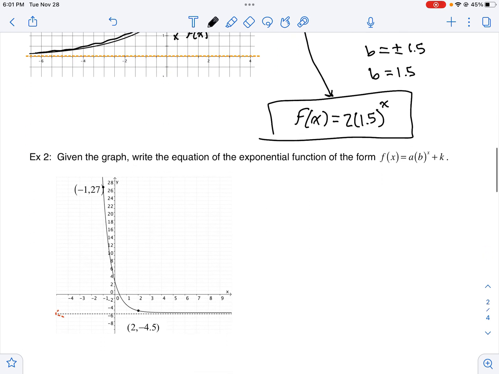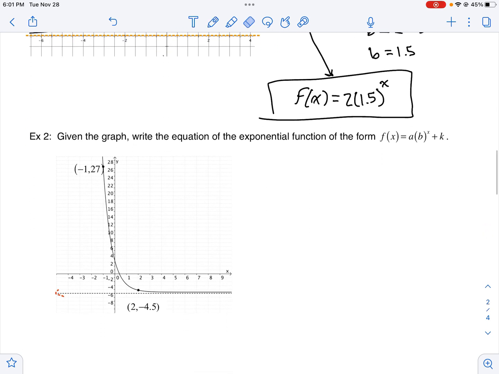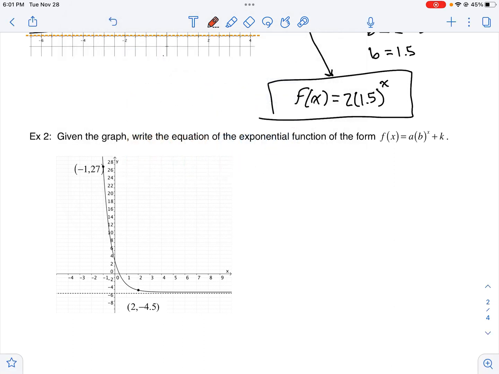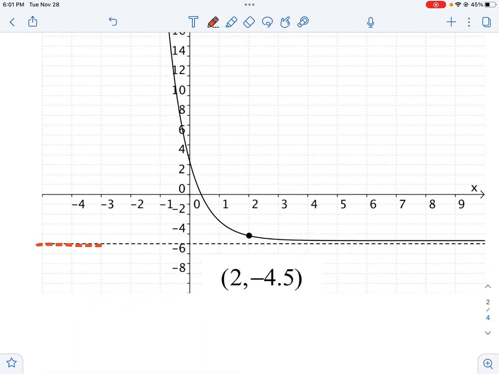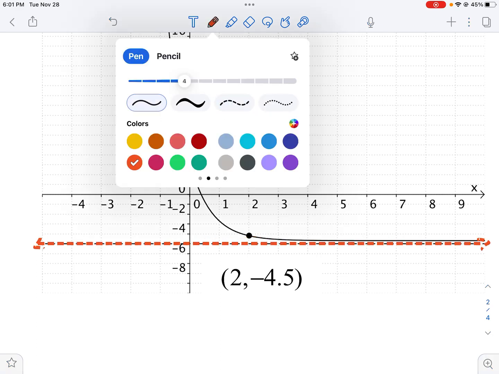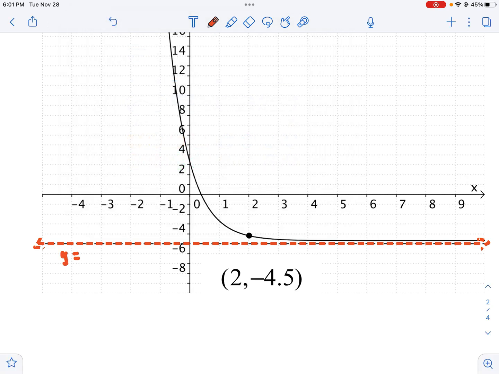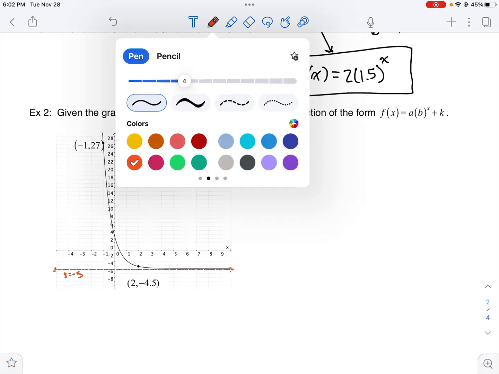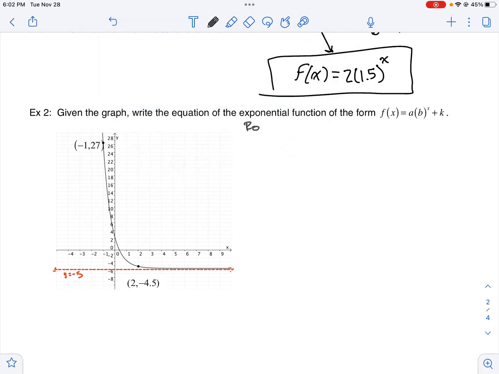Okay. I want to do one more with you, in which the horizontal asymptote is not at 0, because you do have to account for that in your equation. And just by first glances, it does, let me zoom in here. The horizontal asymptote appears to be at -5. So again, kind of my round 1. I always use the point furthest to the left.